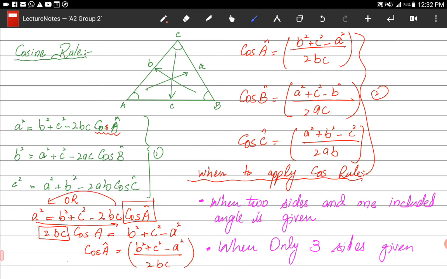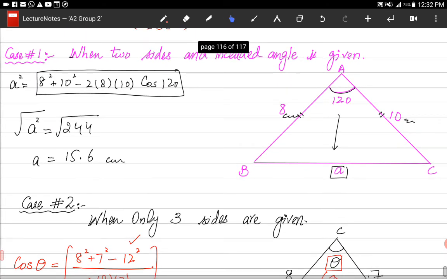Or the second format we can use is, just to make cos the subject, you rearrange the formula. Cos A is b square plus c square minus a square divided by 2 times b into c. Now you can see in this formula, cos A, a is coming at the end. In this formula, if it is cos B, b is coming at the end, and c is coming at the end for cos C. Okay, and now this is a big question, when to apply the cos rule. So here are the situations: when two sides and one included angle are given, and when only 3 sides are given. So let's discuss each case separately.